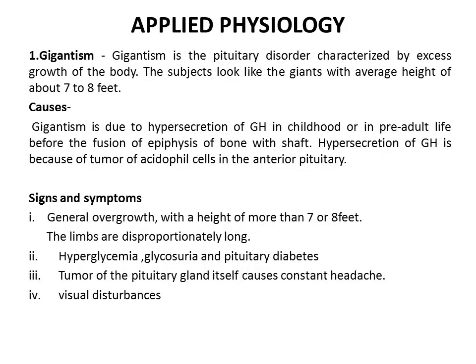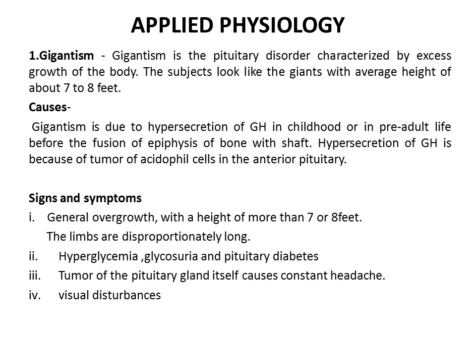Next, we will see applied physiology. Gigantism. Gigantism is the pituitary disorder characterized by excess growth of the body. The subjects look like the giants with average height of about 7 to 8 feet. Causes. Gigantism is due to hypersecretion of growth hormone in childhood or in pre-adult life before the fusion of epiphysis of bone with shaft. Hypersecretion of growth hormone is because of tumor of acidophil cell in the anterior pituitary.